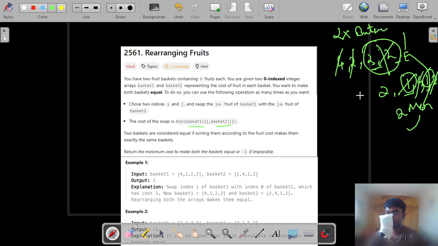If no swaps are possible, then we need to return -1, which says that we cannot make both baskets equal, right?